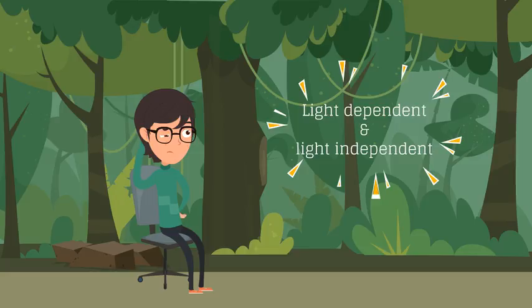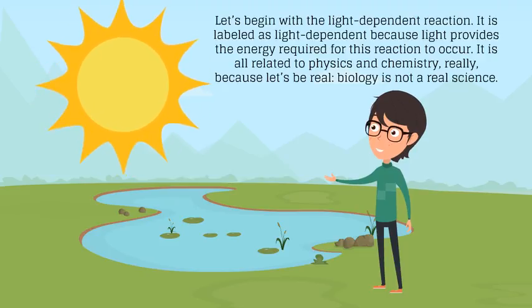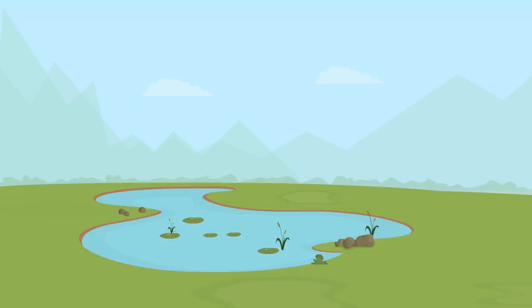The photosynthetic process is divided into two types of reactions, the light-dependent reactions and the light-independent reaction, called the Calvin cycle. Let's begin with the light-dependent reaction. It's labeled as light-dependent because the light provides the energy required for this reaction to occur.